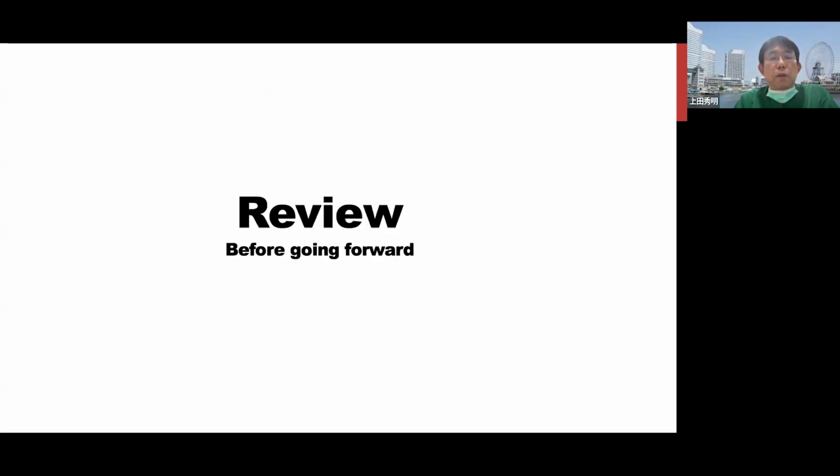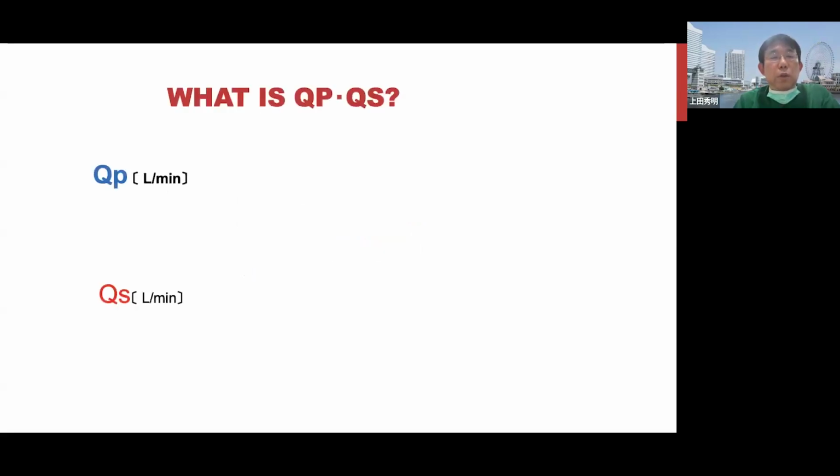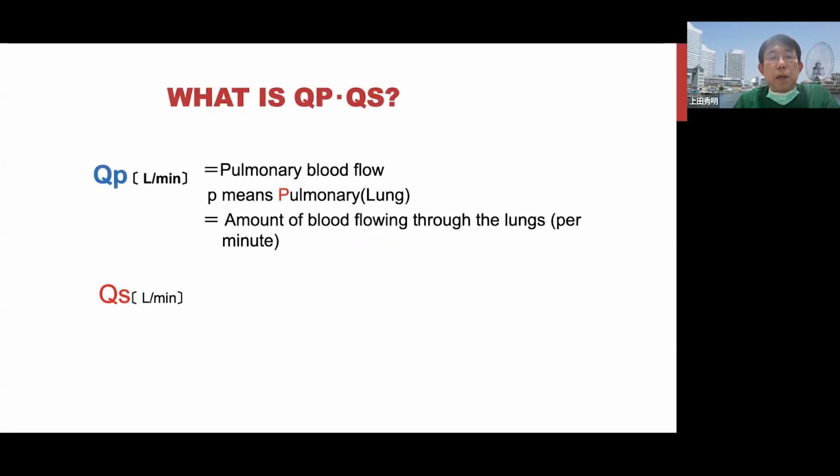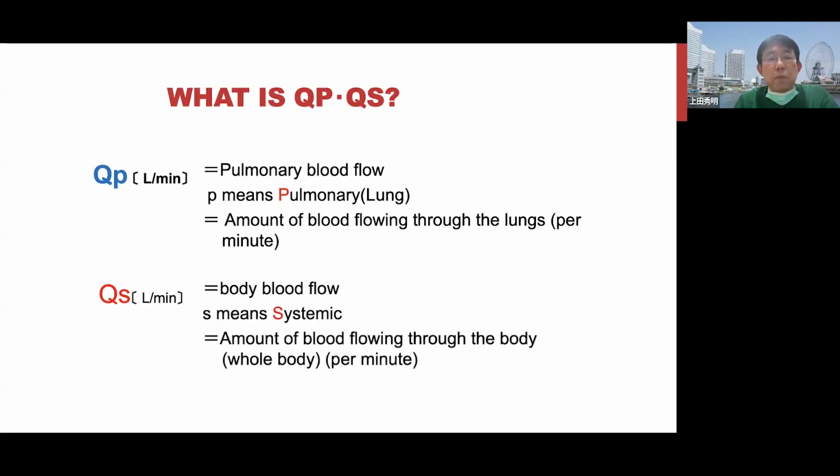Before going forward, I would like to review shortly. What is QpQS? Qp means the pulmonary blood flow. P means pulmonary, and it means the amount of blood flowing through the lungs per minute. Qs means the body blood flow. S means the systemic, so it means the amount of blood flowing through the body, which is equal to the cardiac output.